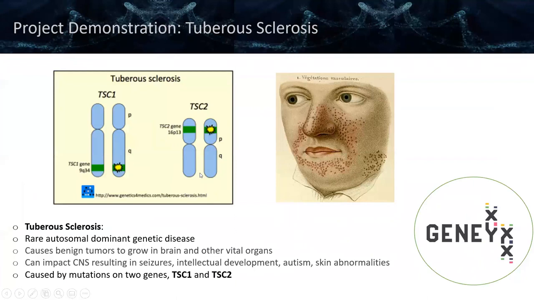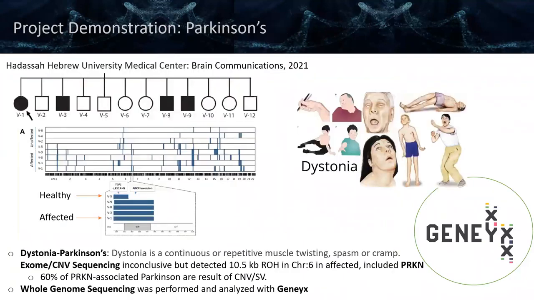So again, this was a straightforward case diagnosis, but the next one is on Parkinson's. This was actually performed by a group that uses the Geneyx Analysis platform, and it was provided in a publication by Brain Communications in the last year, so 2021. This was done by the Hadassah Hebrew University Medical Center. They were looking at a cohort of 12 individuals, or 12 siblings. 4 of those siblings had early onset dystonia Parkinson's. Dystonia Parkinson's is a continuous or repetitive muscle twisting, spasm, or cramp.